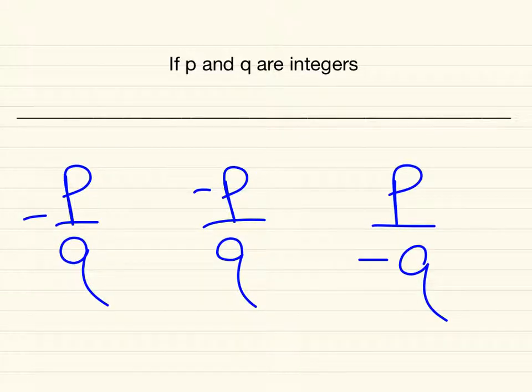Finally, don't be confused if you ever see variables instead of numbers. Here we're saying if p and q are integers, then again, you can have the negative in front of that fraction, the negative with the numerator, or the negative with the denominator. All 3 of those things would result in the same answer. I hope that helps. Really, this is just understanding that there are 3 ways to write equivalent negative fractions.